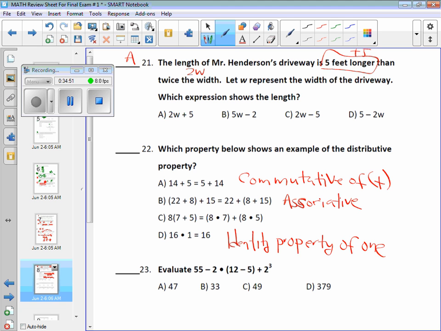What makes it distributive is you take the number outside the parentheses, and you multiply it by each number within the parentheses. So 8 times the quantity 7 plus 5 is the same as multiplying 8 times 7 plus 8 times 5. See?